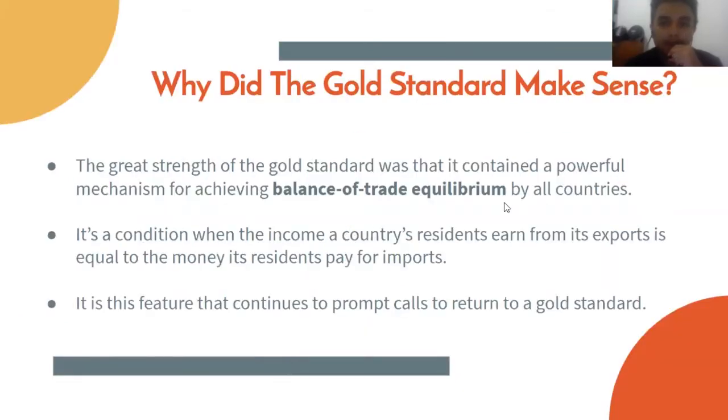Why did the gold standard make sense? Because the great strength of the gold standard was that it contained a powerful mechanism for achieving balance of trade equilibrium for all countries. Also, it's a condition when the income a country's residents earn from its exports is equal to the money its residents pay for imports. It is this feature that continues to prompt calls to return to a gold standard.